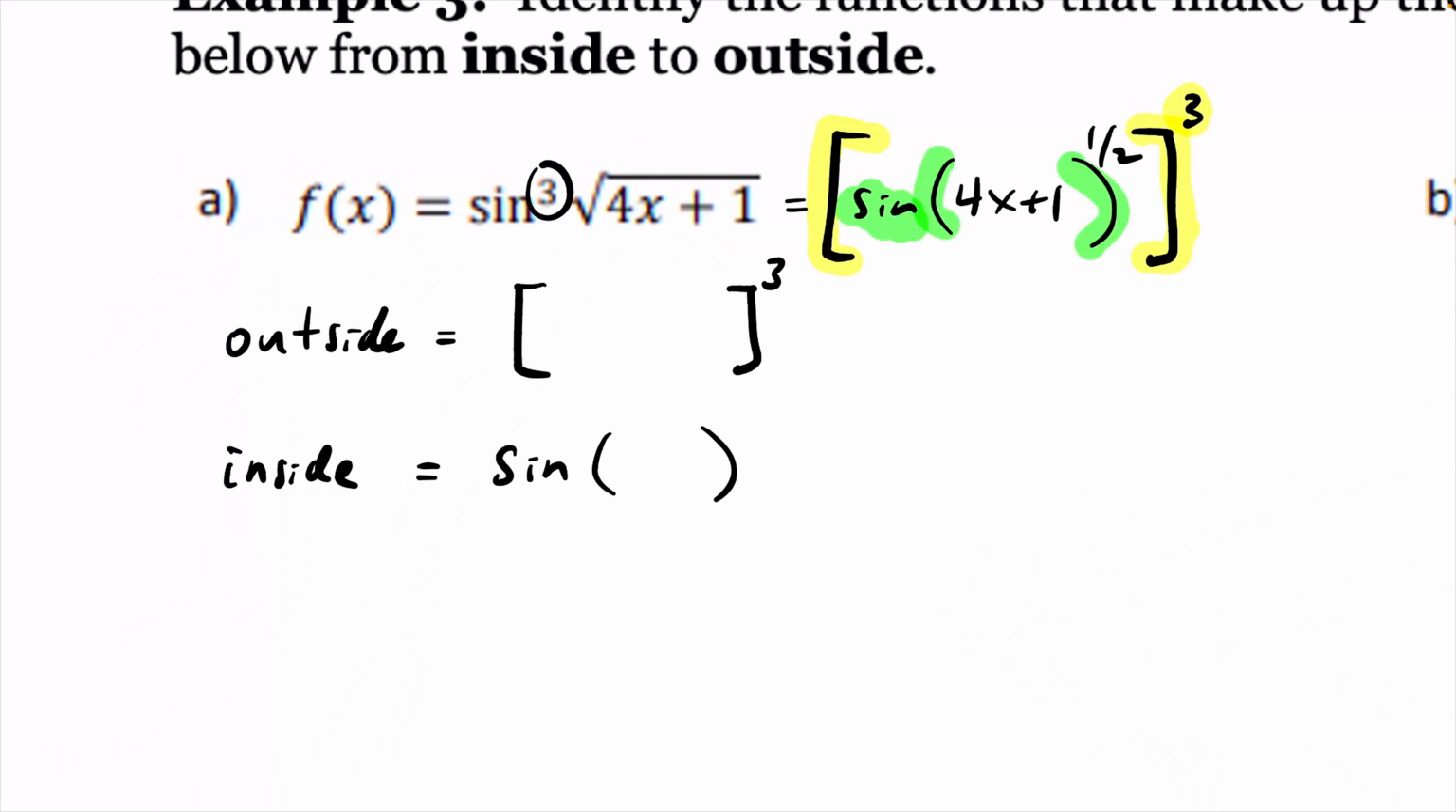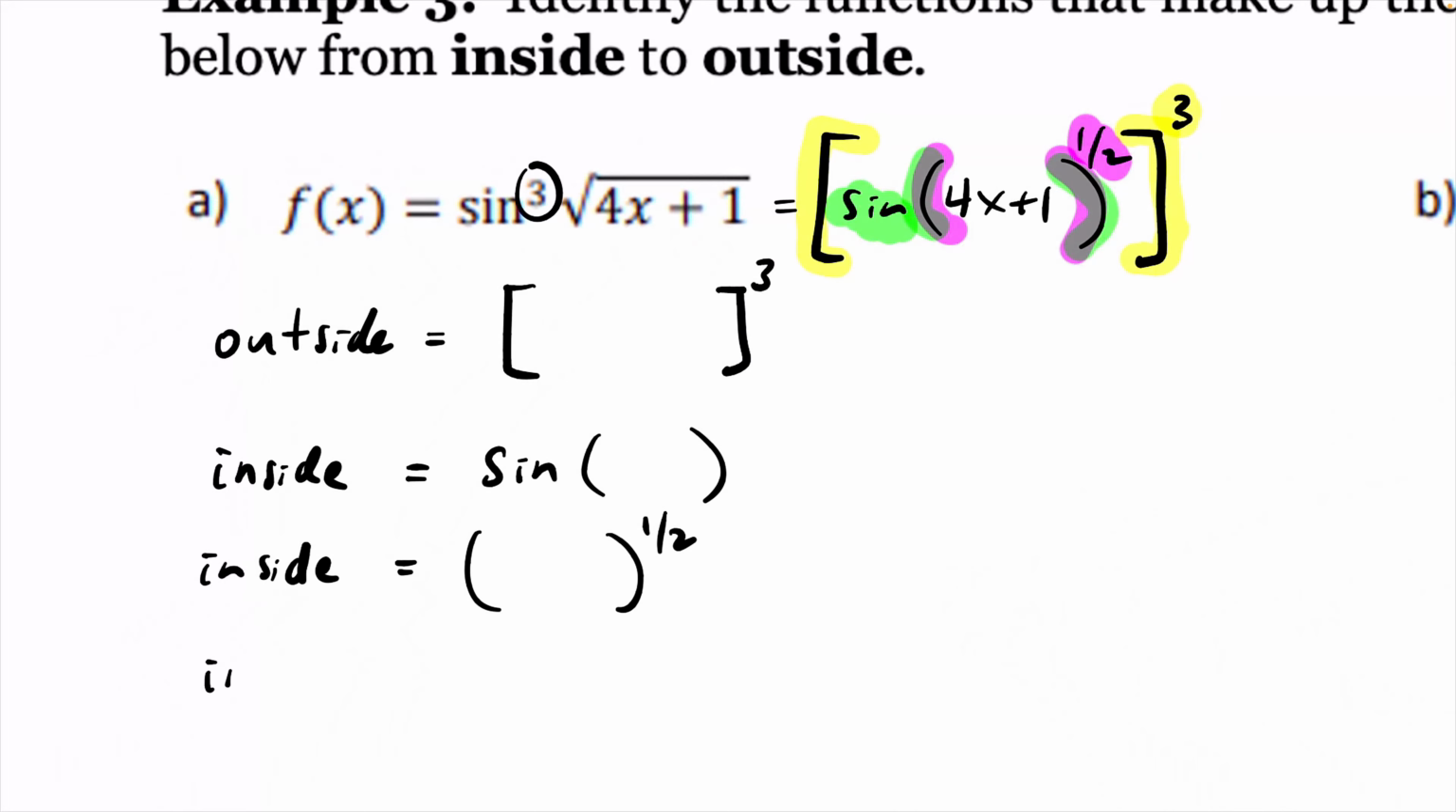What's the next layer? There you go, the 1/2 power. Something to the 1/2 power. And then the last layer is what's left, 4x plus 1.